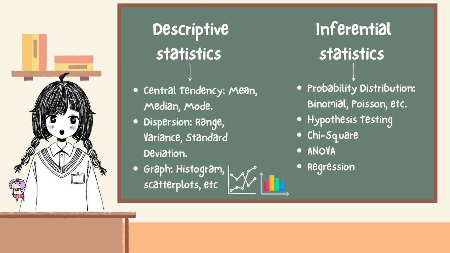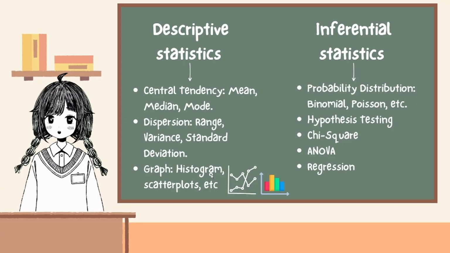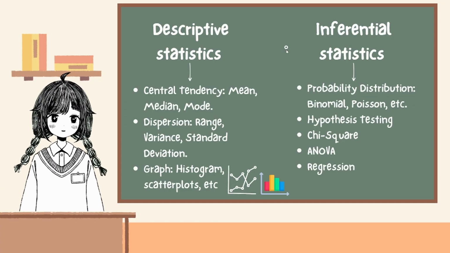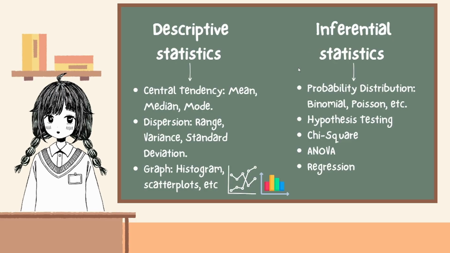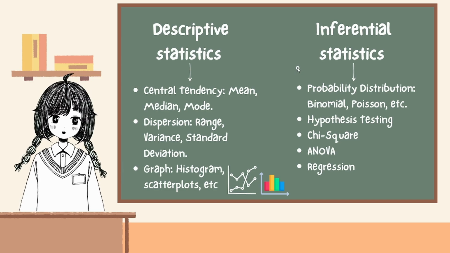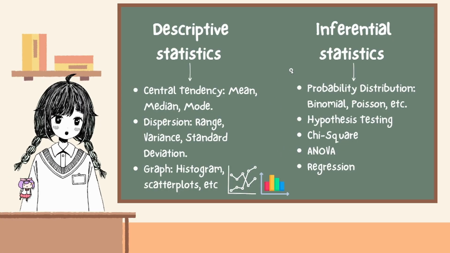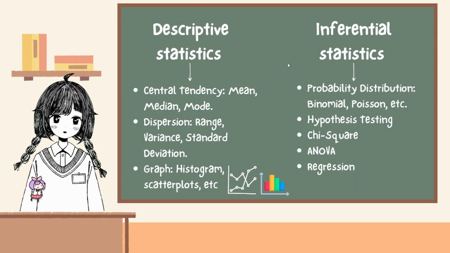All of this we have learned back in high school, as well as taking information from graphs like a histogram, for example. Inferential statistics, on the other hand, is to make predictions, conclusions, and hypothesis tests about the population from a sample. There's probability distribution, hypothesis testing, and chi-square, etc. Now, this one is where we learn in university.